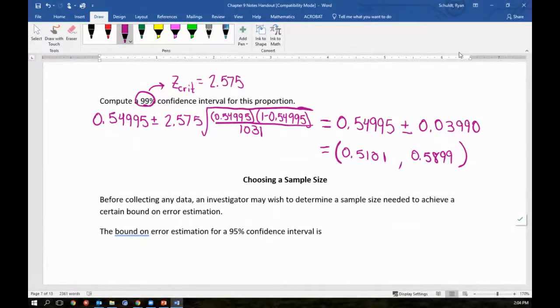Okay, so before collecting any data, an investigator may wish to determine a sample size that's needed to achieve certain error bounds. So the bound on that error estimate for a 95% confidence interval would be B.